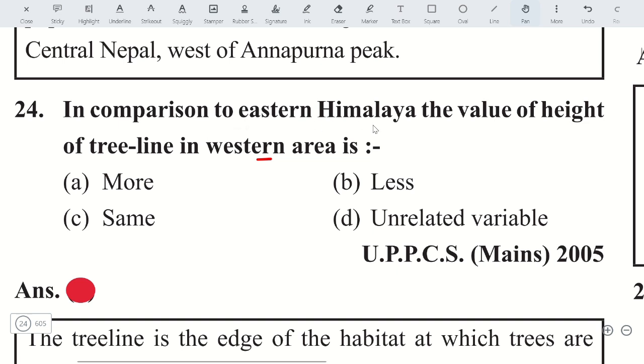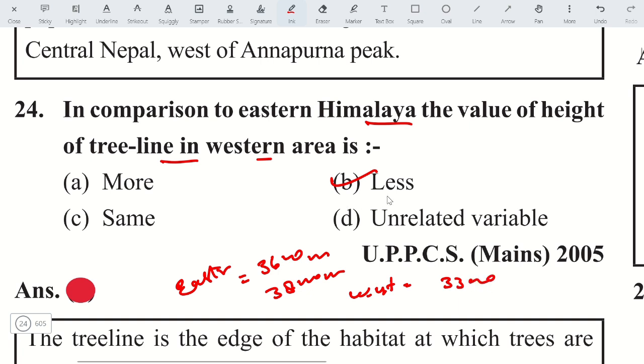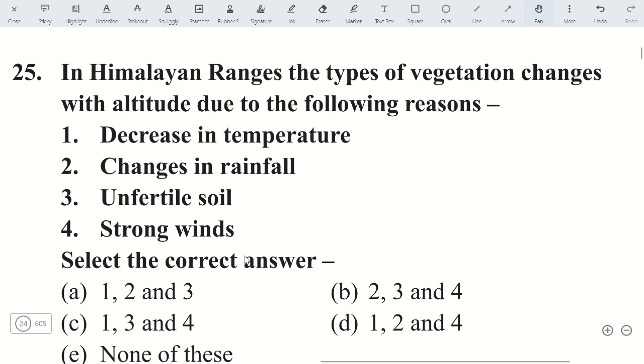In comparison to Eastern Himalaya, the height of the tree line in the Western area is less, because in Eastern Himalaya it lies between 3600 meter to 3800 meter, while in Western Himalaya it is about 3300 meter. It is because of the amount of rain. Actually, Eastern Himalaya receives more rainfall. Let's move on to the next question.